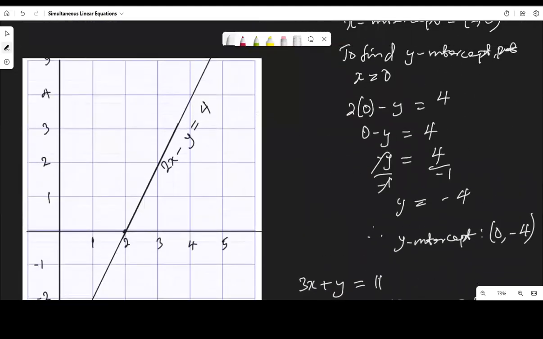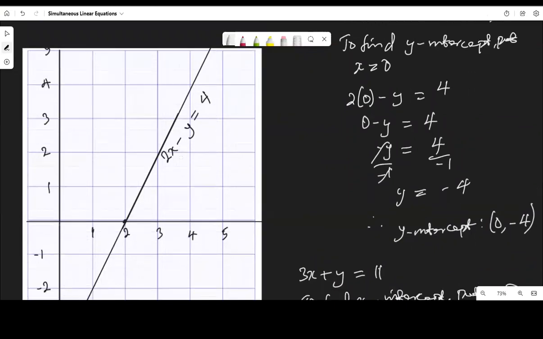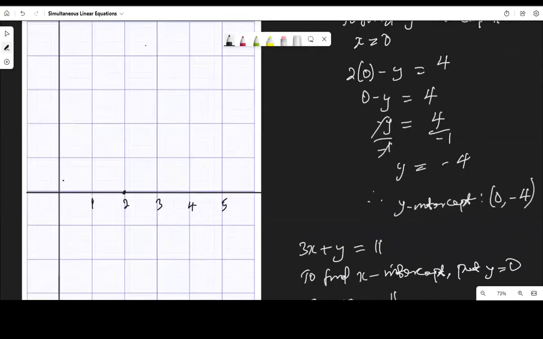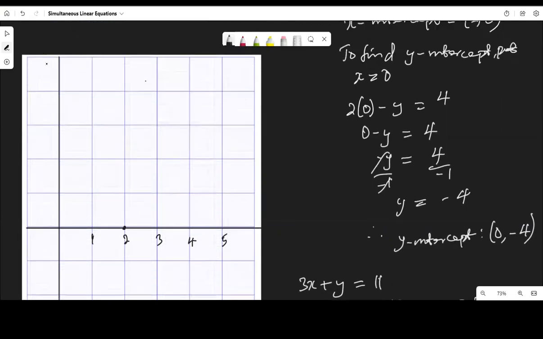But this is my graph. I don't have up to 11. That means I need to adjust my unit here. I need to adjust the units to accommodate 11. So for the first graph, we're going to remove the line and adjust the unit. So instead of having 1 to 3, if I use 2, 4, 6, 8, and 10, that 2 is not enough.